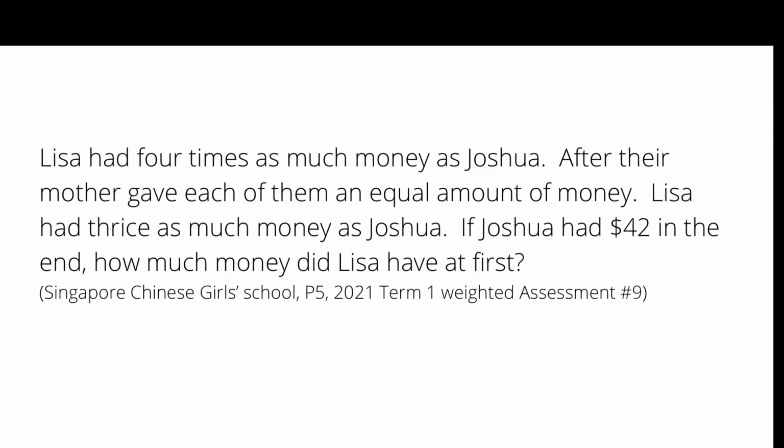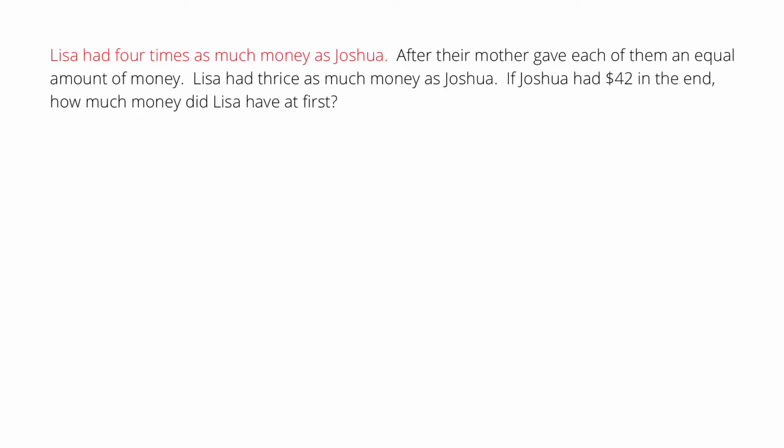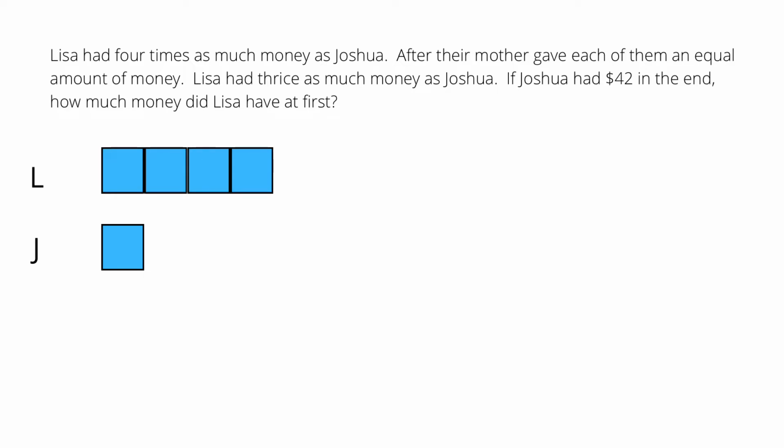Alright, let's begin with this question. Lisa had 4 times as much money as Joshua. If we want to draw a model to show this relationship, we first draw 1 unit for Joshua. Then how many units should we draw for Lisa? 4 units, correct? Then after the mother gave each of them an equal amount of money. In this situation, I will use a triangle to represent the amount of money that both of them received from the mother. Please pay attention to this part.